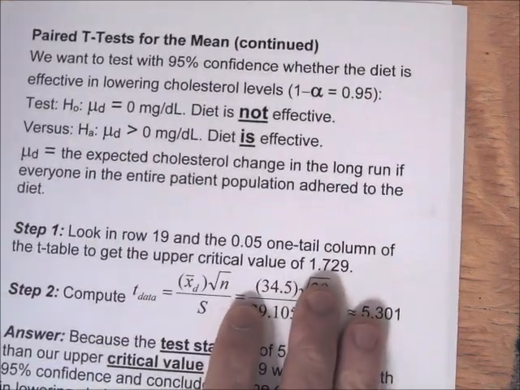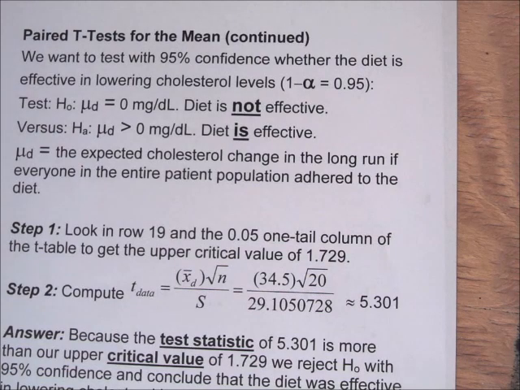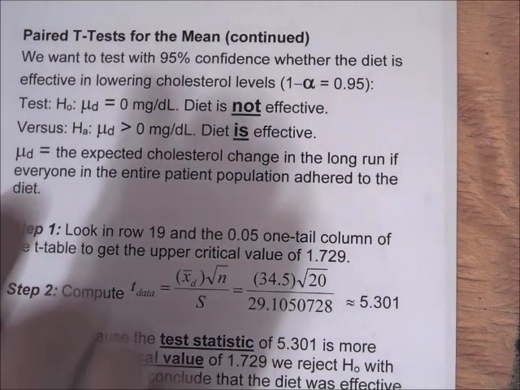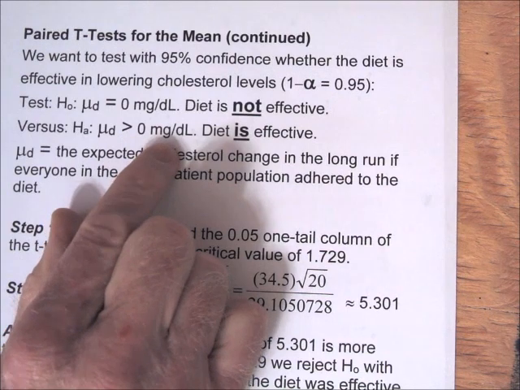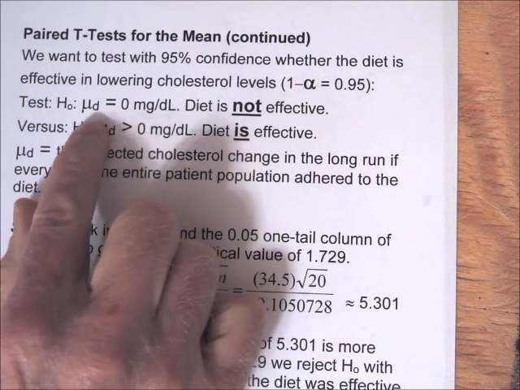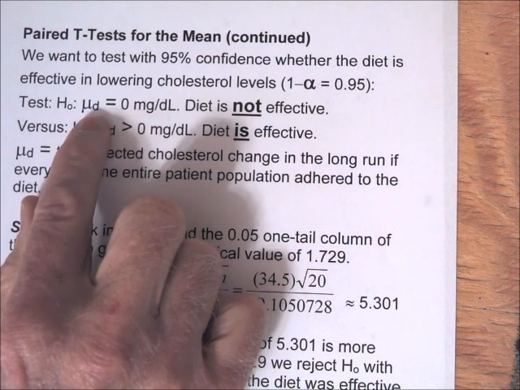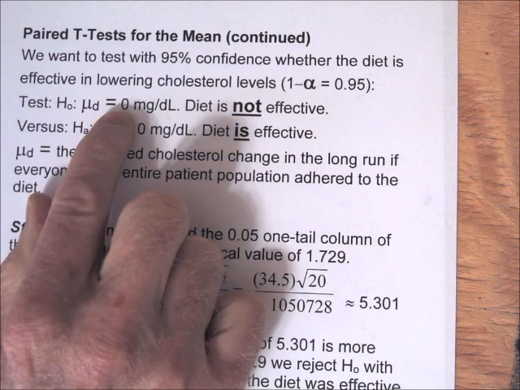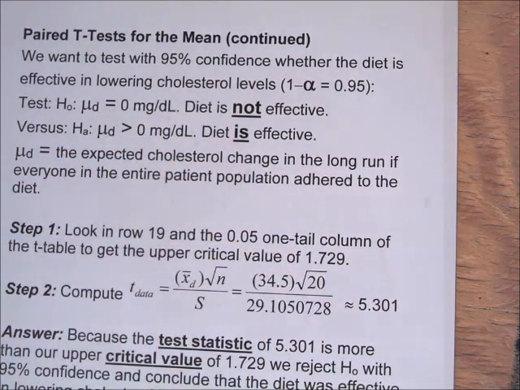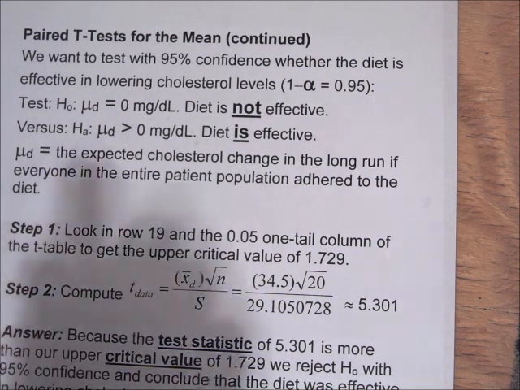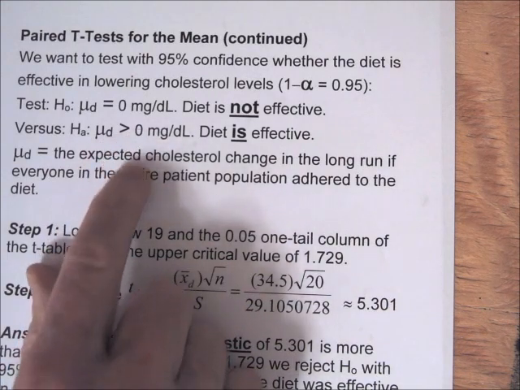Okay, so we want to test whether the diet was effective or not. If the diet is effective, then the cholesterol level should go down. So the mean difference should be greater than 0 if the diet is effective. Mu naught, we will always take as mu equals 0, although some textbooks will have greater than or equal to 0, but in either case equal is included. So we'll say the diet is not effective if the mean difference is 0, and the diet is effective if the mean difference is greater than 0.